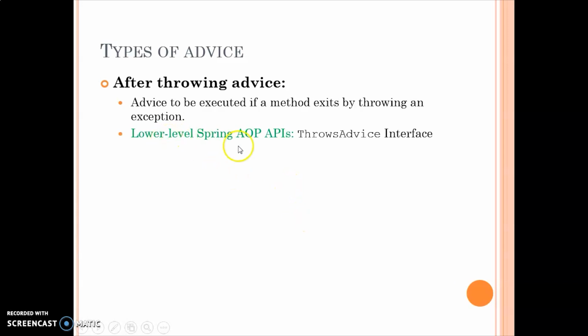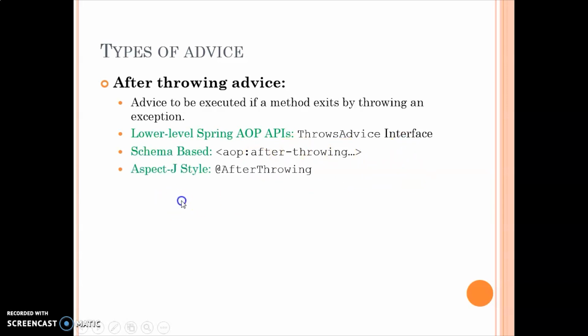Again, for lower level Spring AOP implementation, you need to use the throws advice interface. Okay, then for schema based implementation, you need to use the after throwing tag, and for AspectJ implementation, you need to use the @after throwing annotation. Okay, so these are the three ways in which you can implement the after throwing advice. As I said earlier, after throwing advice is used in cases when the method throws an exception.